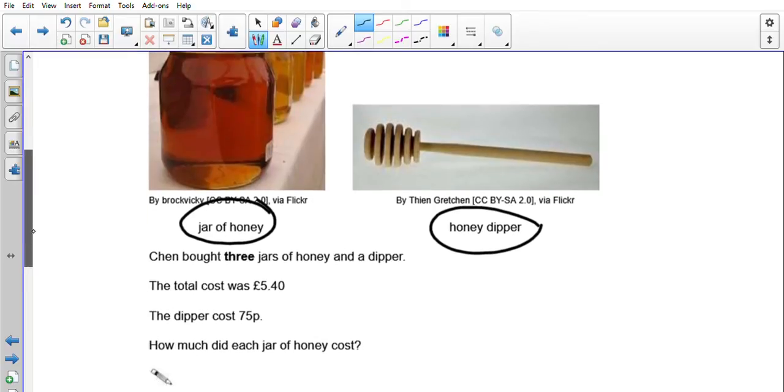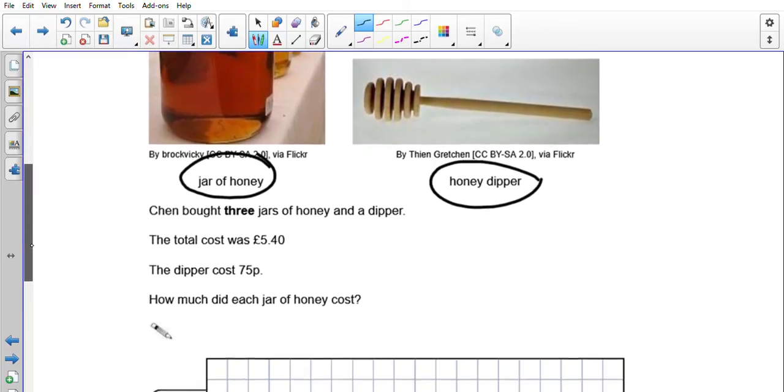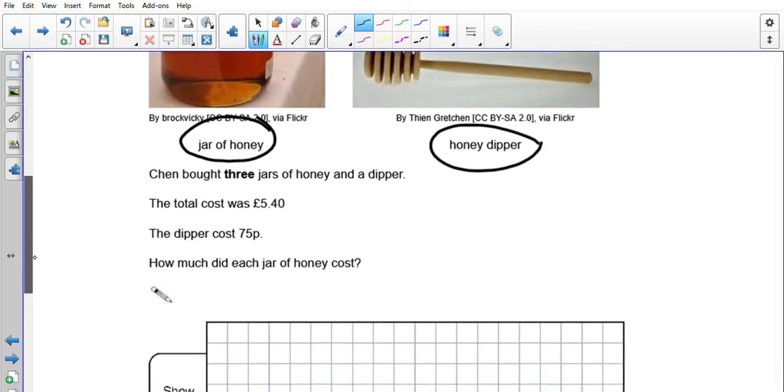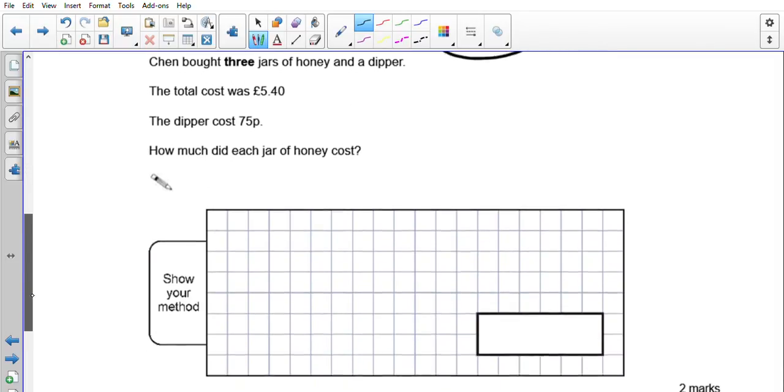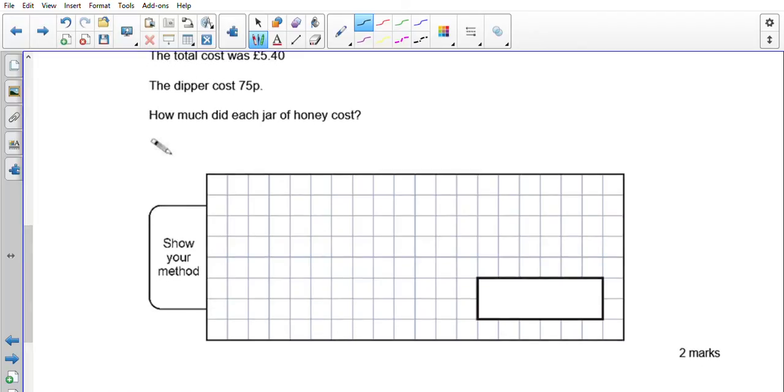Chen. The total cost was £5.40 and the dipper cost 75p. How much did each jar of honey cost? So what I'm going to do for this is I'm going to draw these out and see what that would look like.